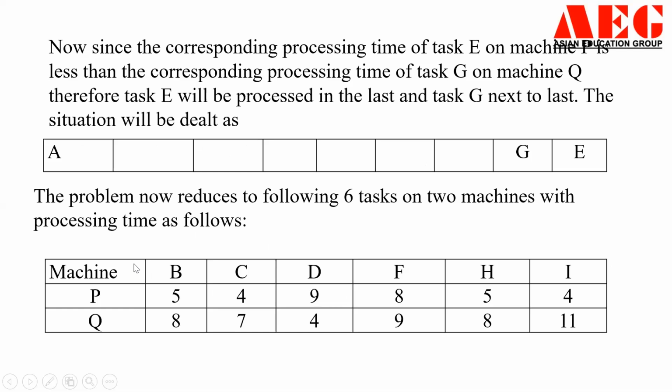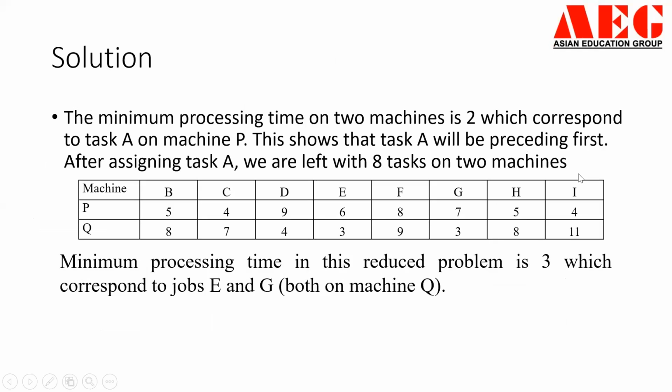So a queue will be created in which we include A from the left hand side. This is the procedure. If the minimum value is found on the P machine, then it will be inserted from the left hand side, and if it is on the Q machine, then it will be inserted from the last side. So after removing this A, we are left with these 8 tasks. We will take questions later. First of all, let me complete, then we will discuss, right?